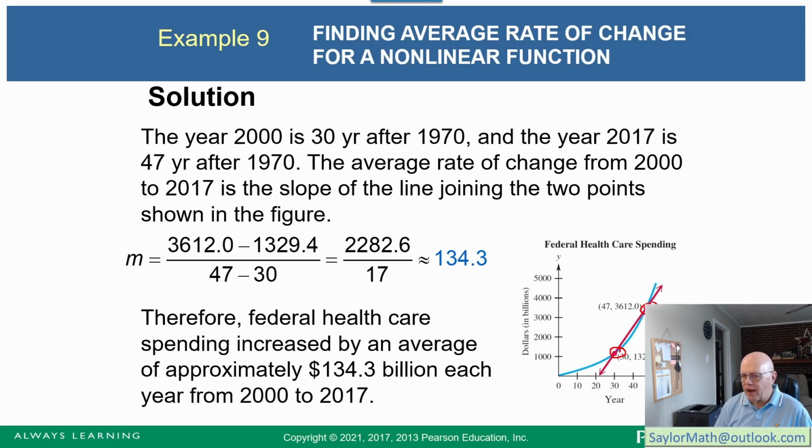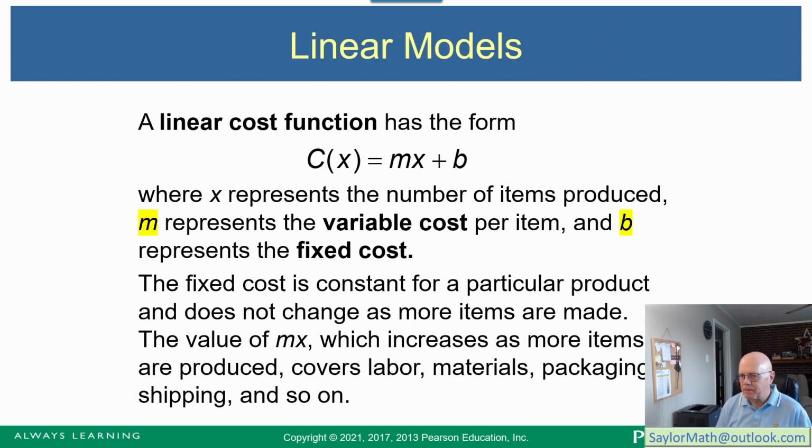So healthcare is increasing by an average, not exactly, but an average of $134.3 billion per year. I'll let you consider what that means. Now, this is very important. Some of you might end up going to business calculus, for example, or maybe something similar to this.